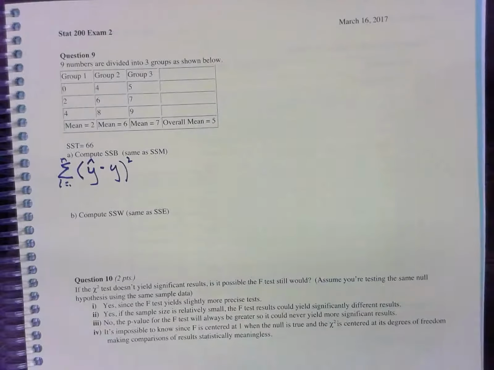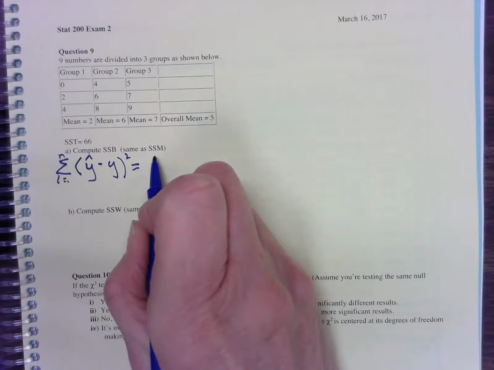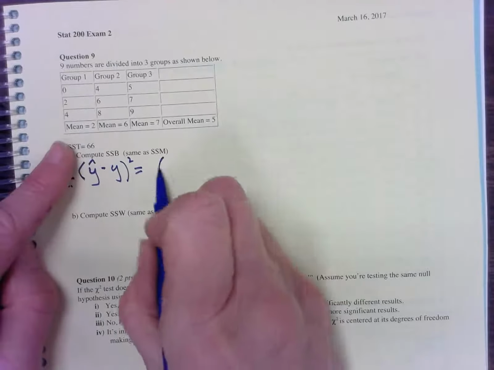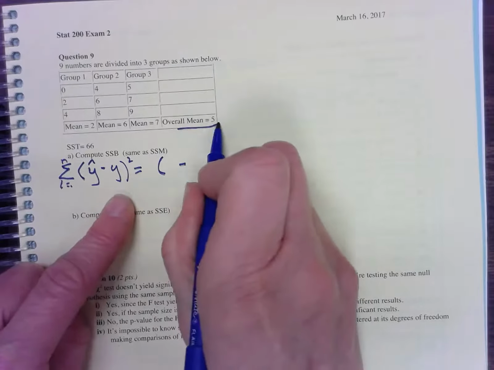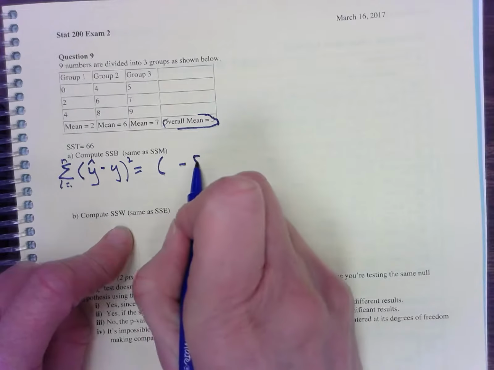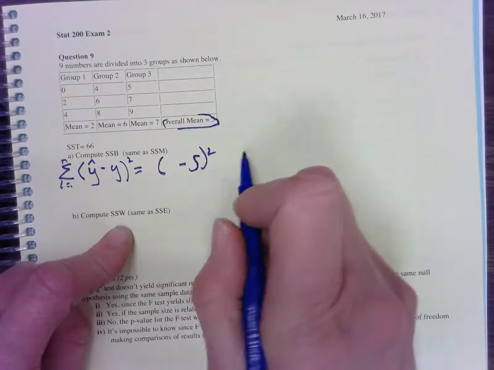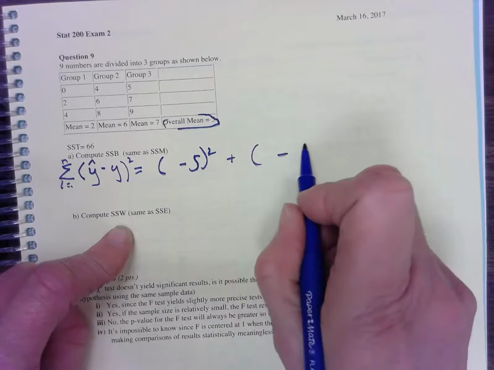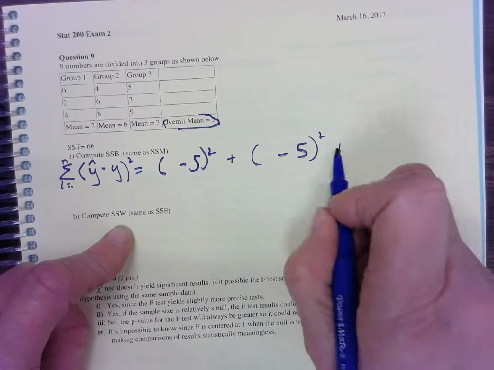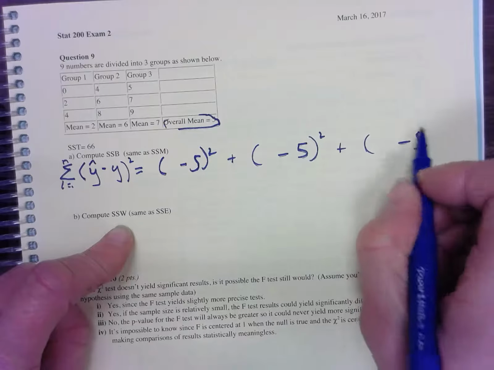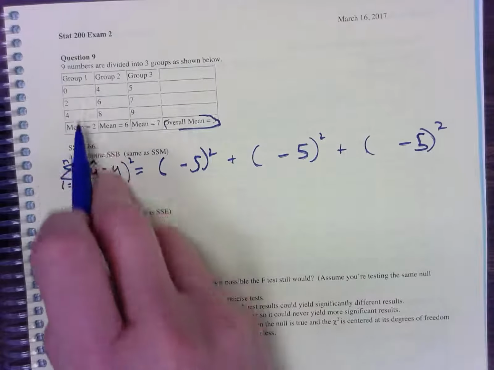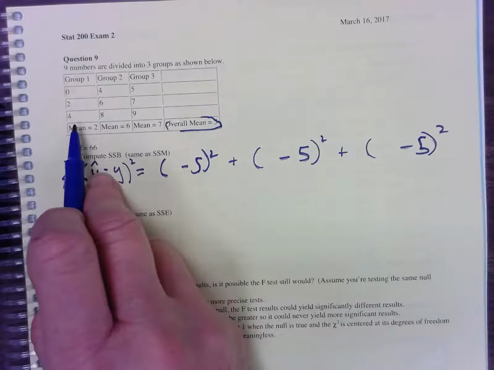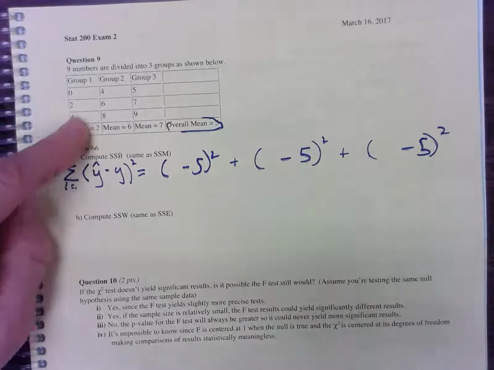Okay, so let's do that. For the first one, we're predicting here. So the overall mean squared, that's going to be 5 squared, right? Plus something minus 5 squared plus something minus 5 squared. Okay, so now for the 3 observations in this group, all of them have the same predicted.